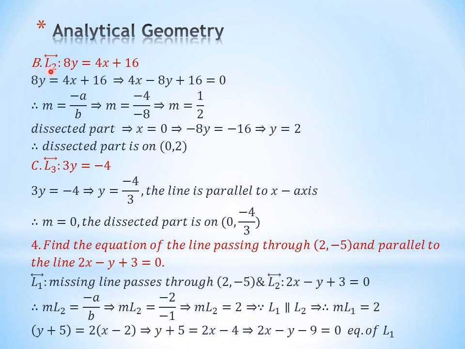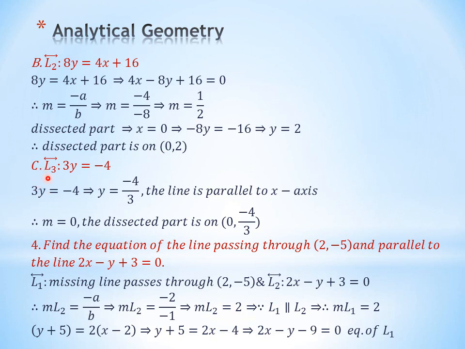On B, the line L2 is 8y equals 4x plus 16. We make the arrangement. This is the equation now. To find the slope, this is -a/b. Here is the slope, 1/2. To find the intersection, we also make x equals 0 because we are working on the y-axis, on A, B, C. So x equals 0, then the equation is going to be -8y equals -16, and then y equals 2. Thus the point is (0, 2).